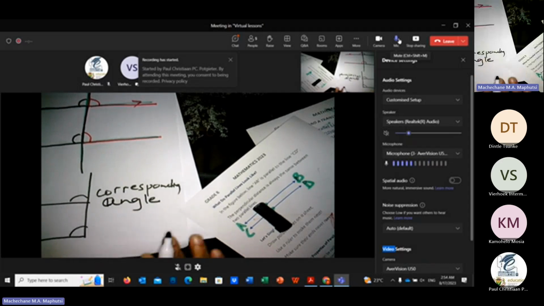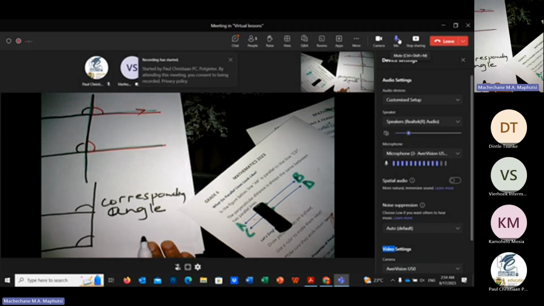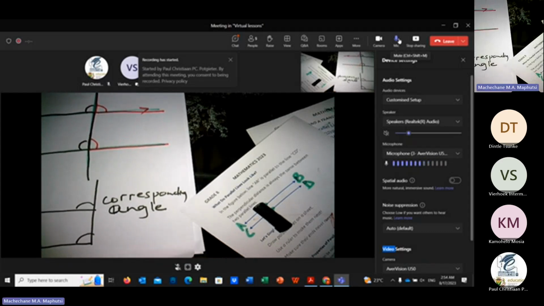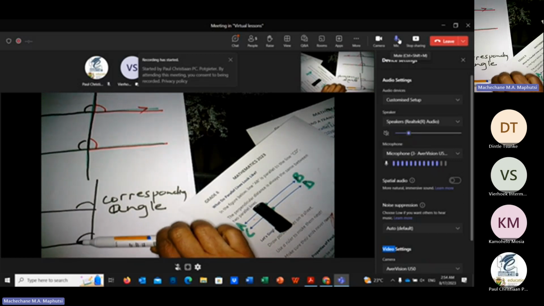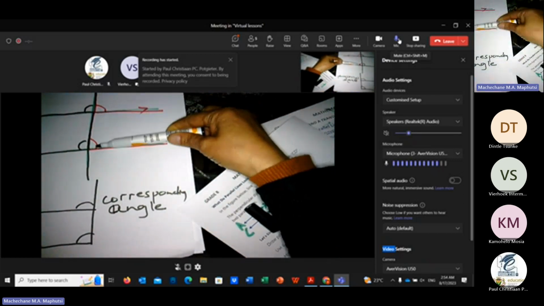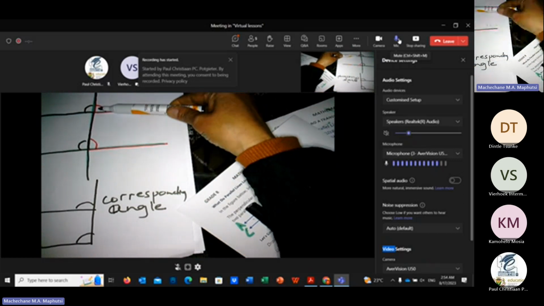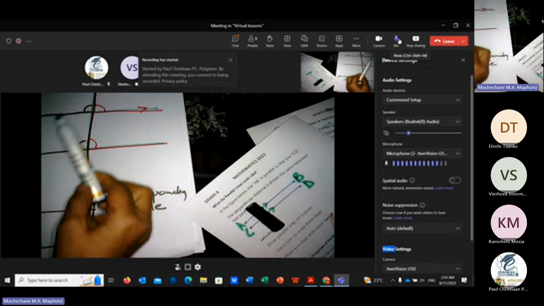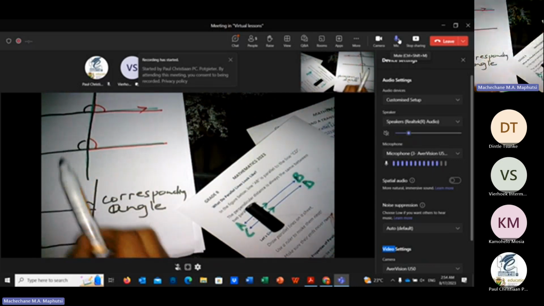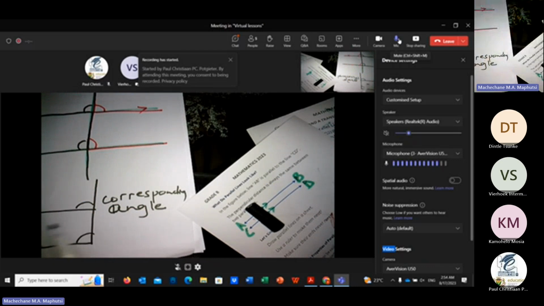angles. Okay, how are you going to identify corresponding angles if you have parallel lines? They have to form an F shape, and they must be on the same side of the transversal. And if they are above the parallel lines, like in this case, both angles must be above, or like in this case, both angles can be below. So if they form an F shape, then we call them corresponding angles.